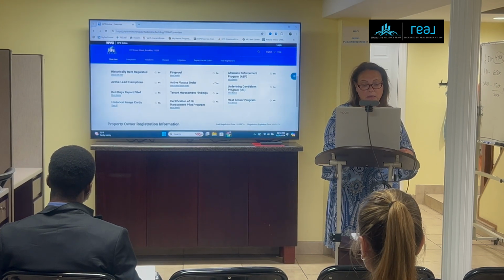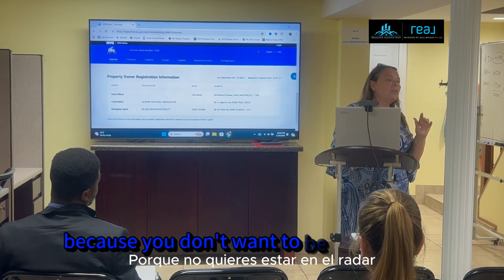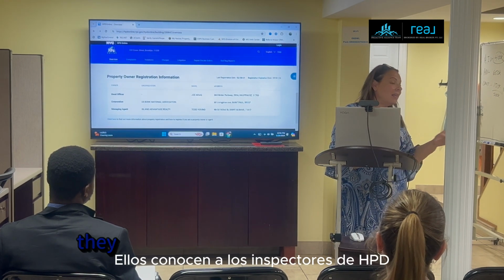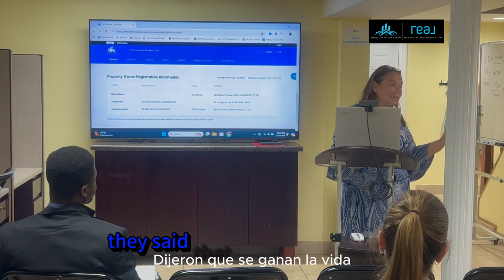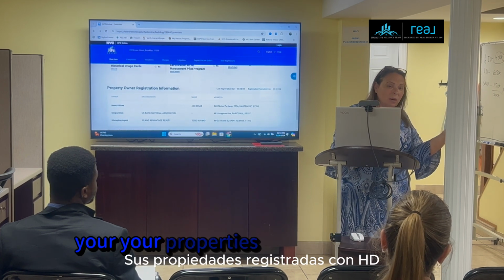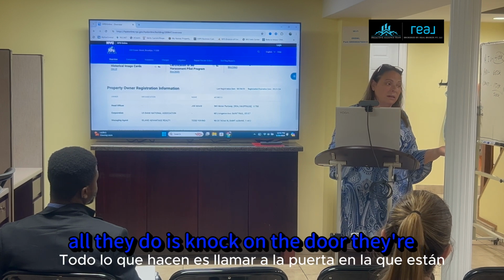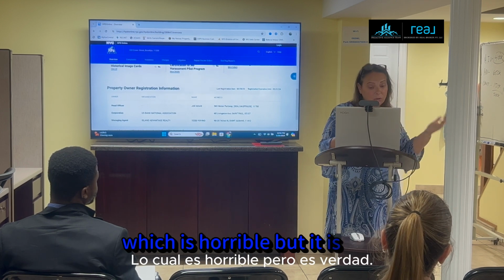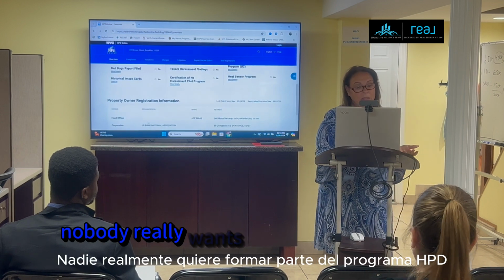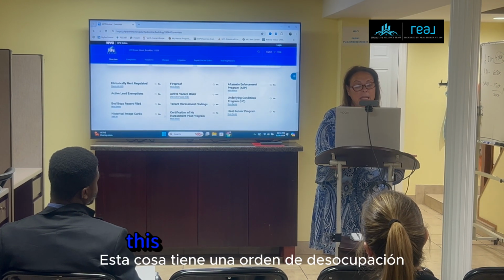The disadvantage of registering is that you don't want to be on their radar. The HPD inspectors make a living walking around the streets. If your property is registered with HPD or subject to HPD regulation, all they've got to do is knock on the door and they're in, which is horrible, but it is true. So nobody really wants to become part of the HPD program, short of, oh wow, this thing has a vacate order.